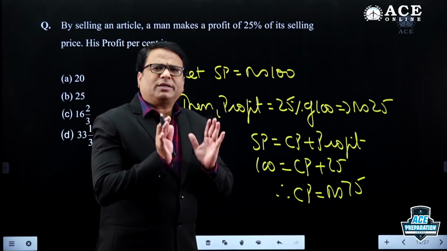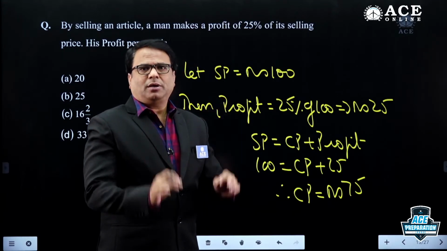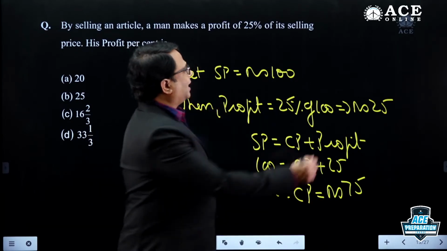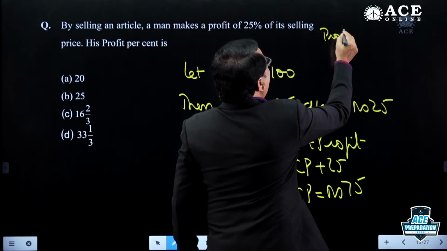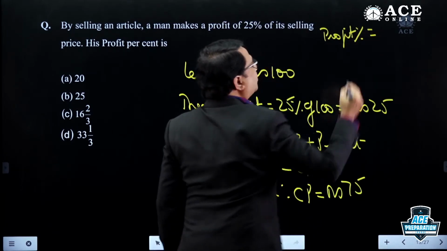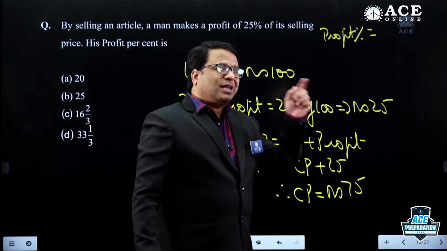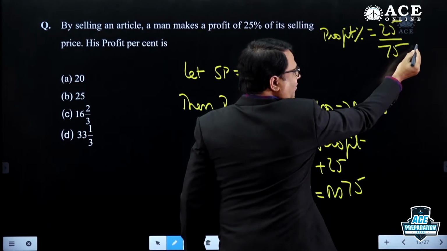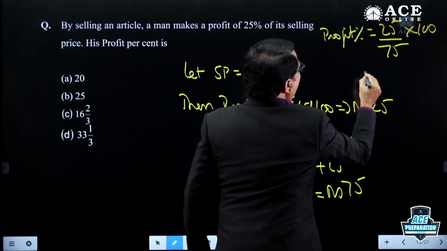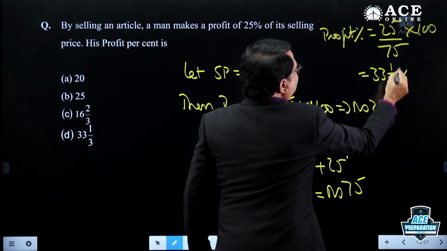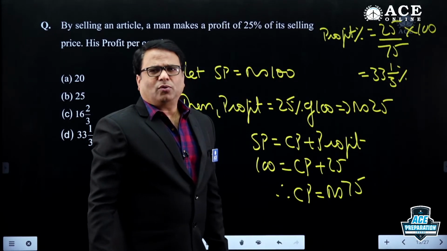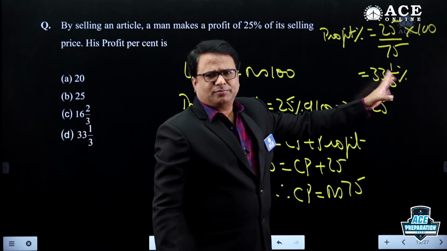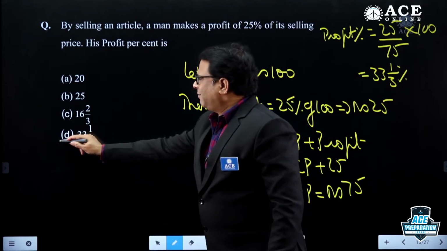Now the question is, what is the actual profit percent? To calculate actual profit percent, we need to calculate it on cost price. So I write here, actual profit percent. What is the formula for profit percent? Profit by cost price into 100. So profit is 25, cost price is 75, into 100. So it is 33 1 by 3%. So actual profit percent is 33 1 by 3%.